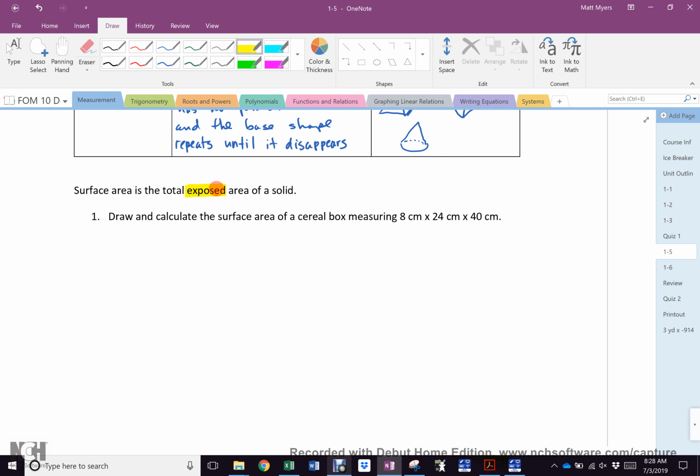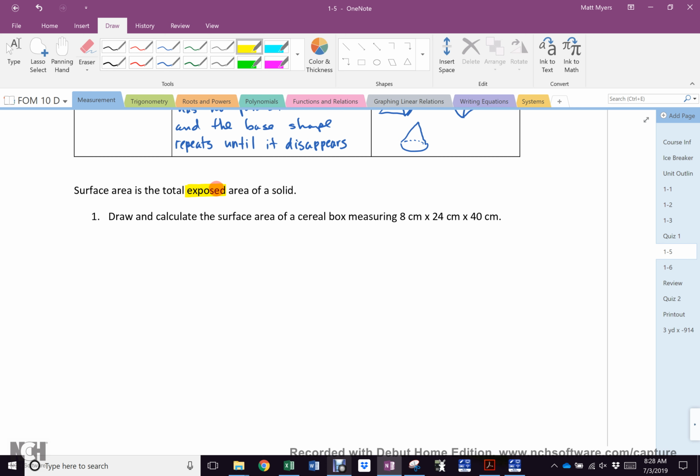Does everybody understand? What if I rip the lid off and dip it in paint? What will be covered? Out here and inside. Does everybody understand this? Surface area is anything you can see on a solid.